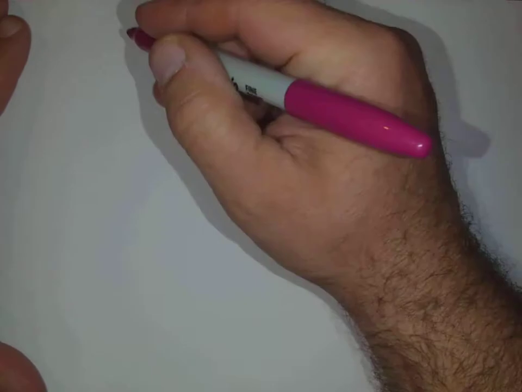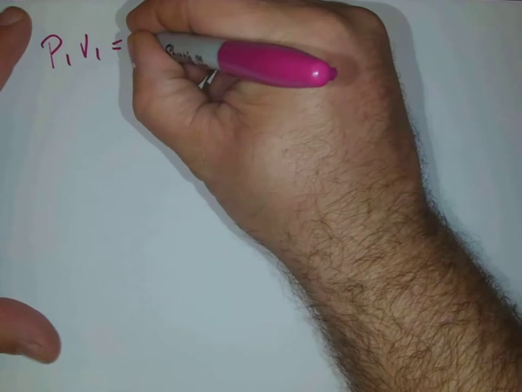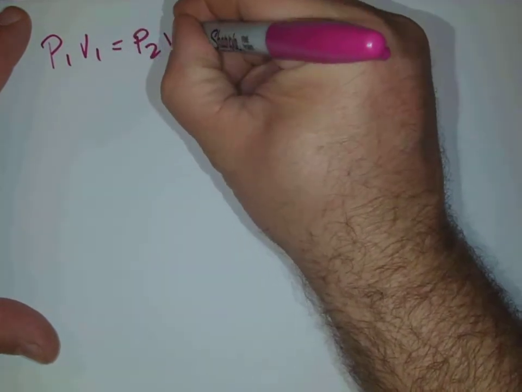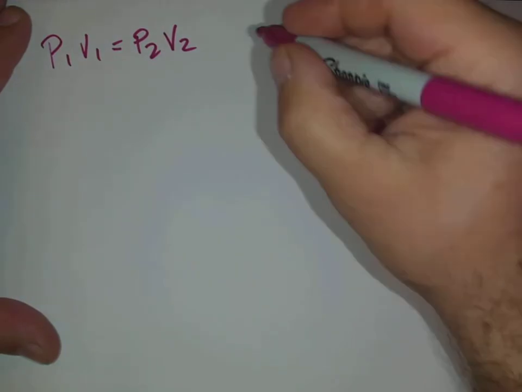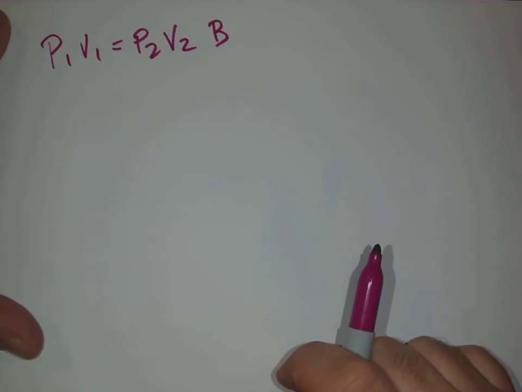Hello. We were continuing our discussion about gas and gas laws. Just going to take a trip down memory lane. Remember we talked about P1 V1 equals P2 V2, right? And that was an example of Boyle's law. Let's put a B for Boyle.